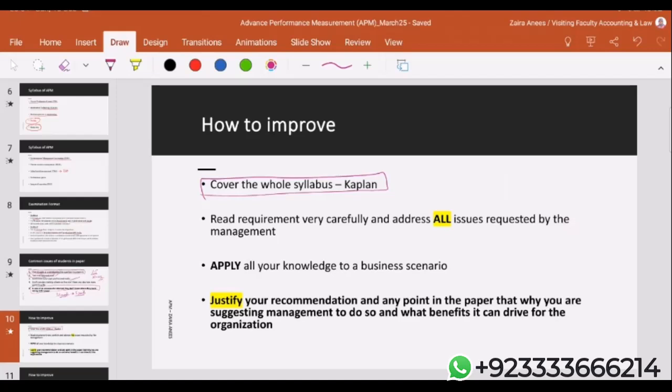Like there was a question in the APM paper about the league table, right? There was a very short scenario, I think a 3 to 4 line scenario given in the question, and the examiner asked what will be the benefit of a league table for this company, right?